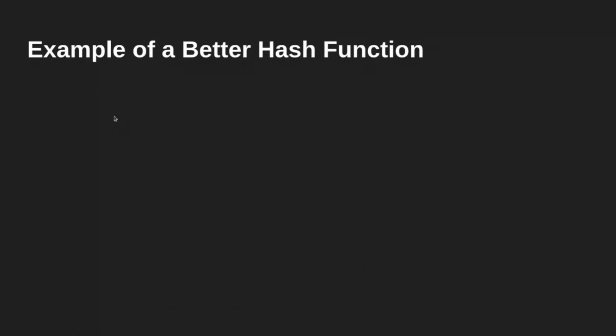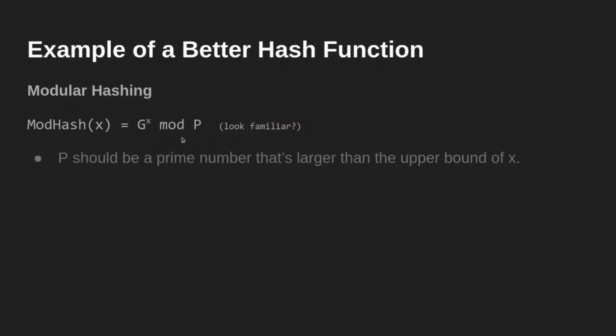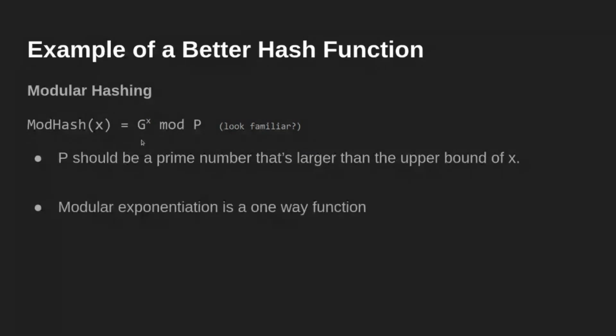So here's an example of a, in air quotes, better hash function, which is called modular hashing. Mod hash of x is equal to g to the x mod p for two numbers p and g. That might look familiar from Diffie-Hellman key exchange. P should be a prime number that is larger than the upper bound of x, and g is just some random number. Ideally, g would be something called a primitive root of p, but we won't be talking about those for now.